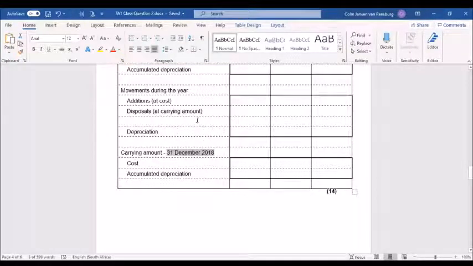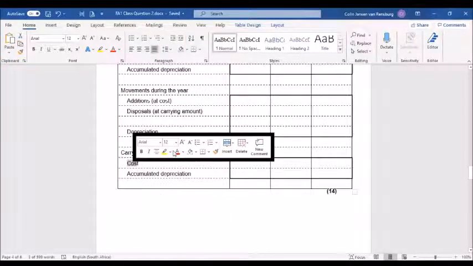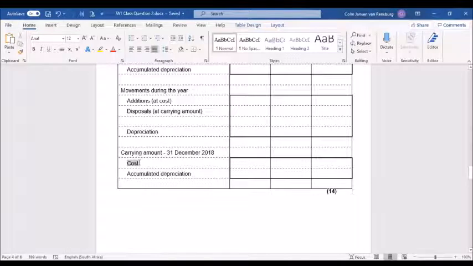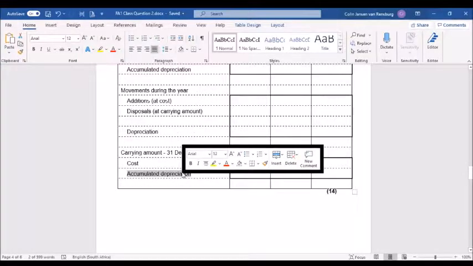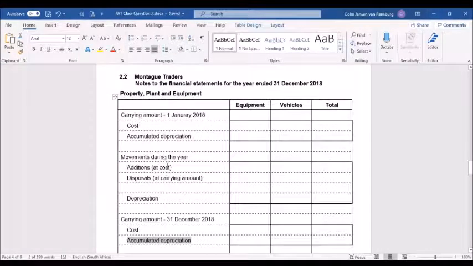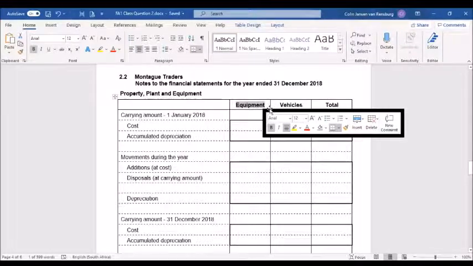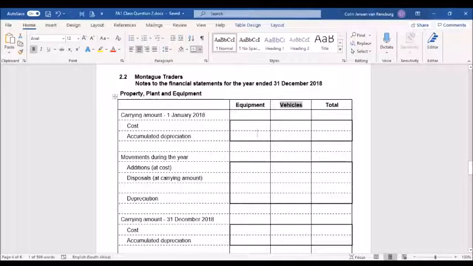So in this question that we are dealing with, it was a financial year that ended on the 31st of December 2018. And again, we've got to disaggregate the carrying amount between the cost portion and the accumulated depreciation portion. Ladies and gents, what we need to do is allocate a column to each category of property, plant and equipment, such as equipment or vehicles or aircraft or plant or machinery or office furniture, for instance. So we're going to have a column for each of them.